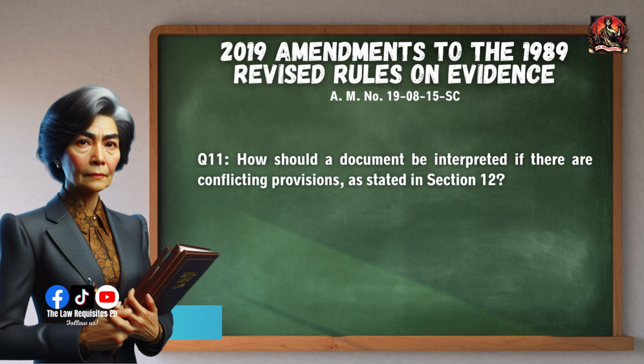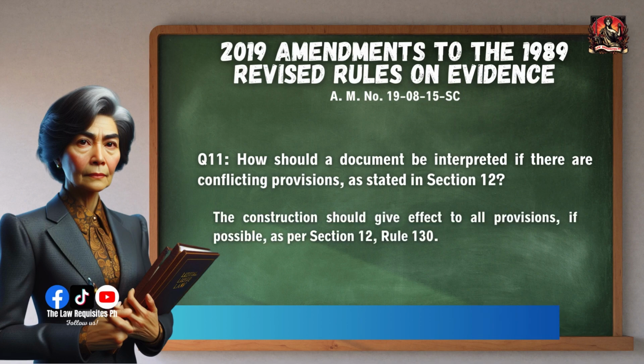Q11. How should a document be interpreted if there are conflicting provisions, as stated in Section 12? The construction should give effect to all provisions, if possible, as per Section 12, Rule 130.